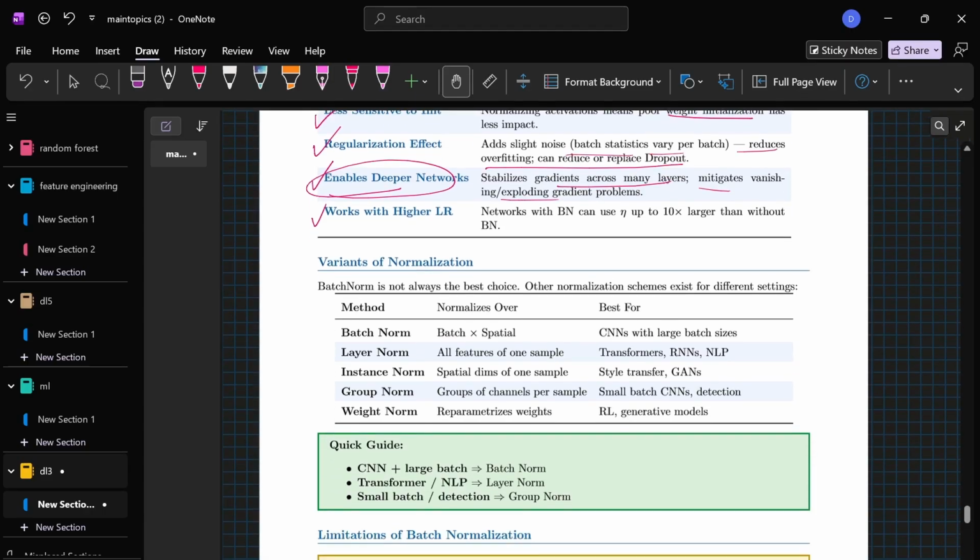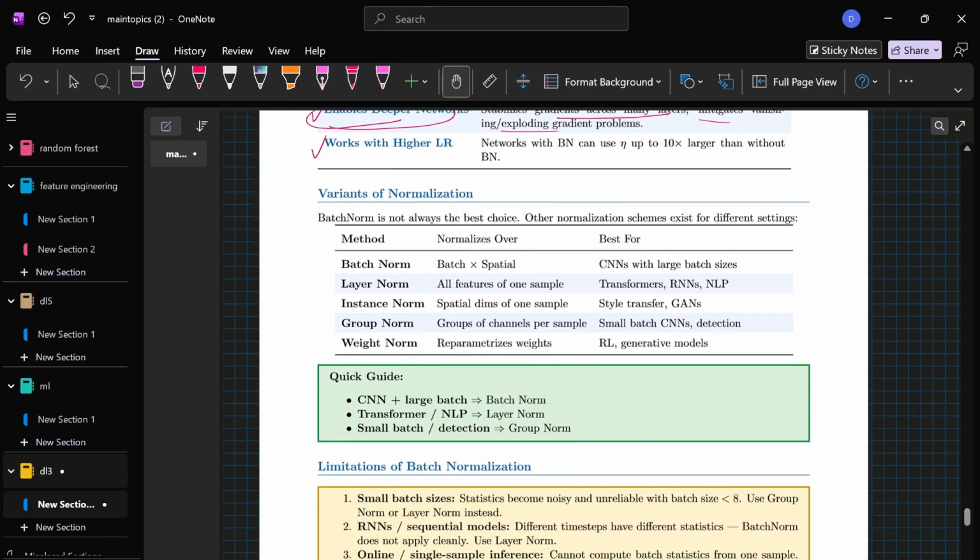But batch normalization is not always the right tool. There are alternatives also. Here are some of them: layer norm, which is used for transformer models like GPT and BERT. Then we have instance norm, which is used in GANs, and then we have group norm. It divides the channels into groups and normalizes within each group.